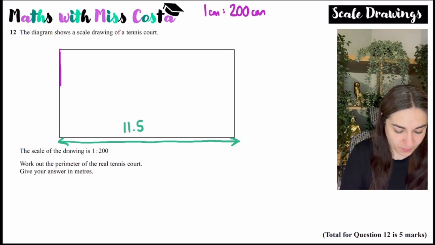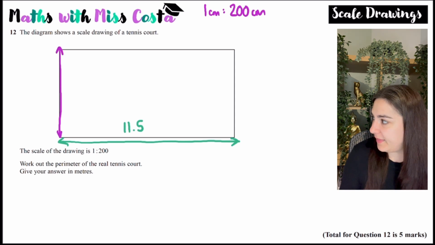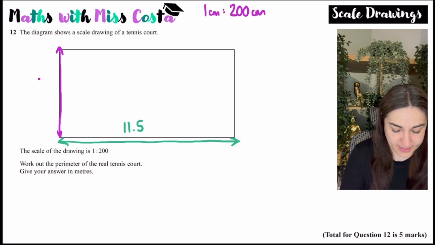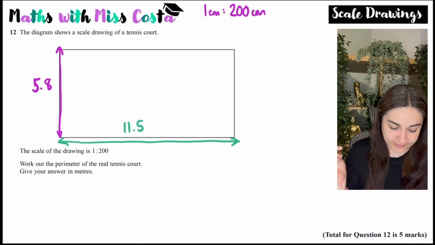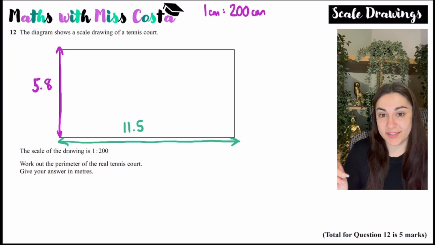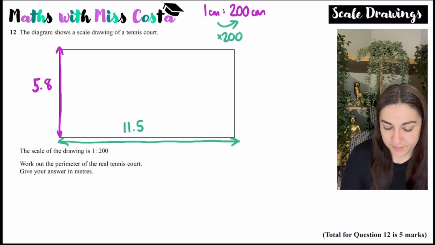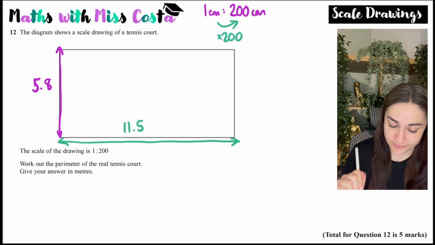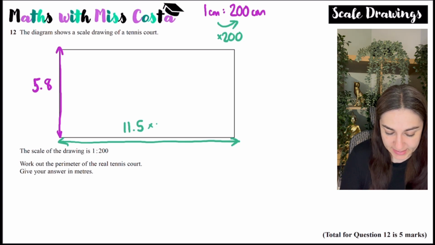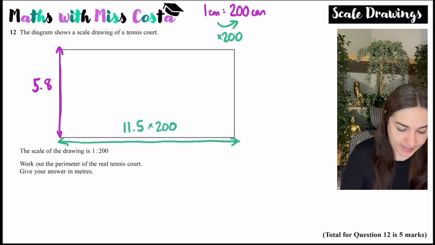So my width is 11.5 and then the length is 5.8. So I need to work out the perimeter of the real tennis court. First of all, I know that 1 centimetre is 200 centimetres in real life. So to work out the real life, I need to times my scale drawing by 200. To get from 1 to 200, I times by 200. So I'm going to do 11.5 times 200 and 5.8 times 200.